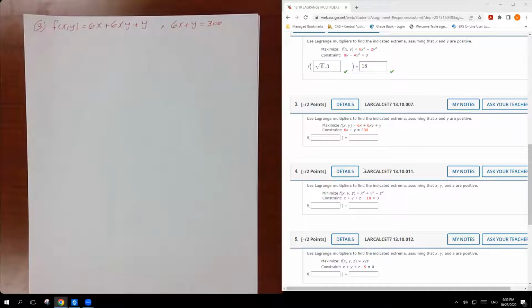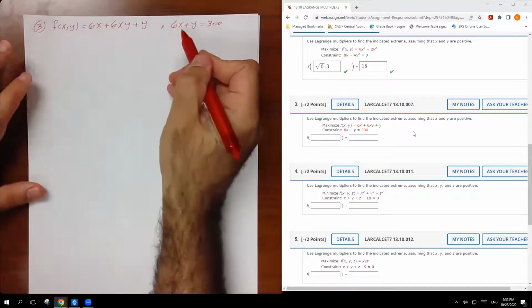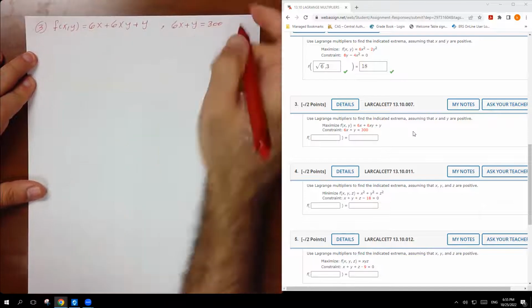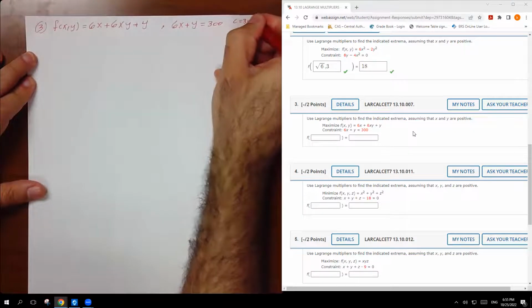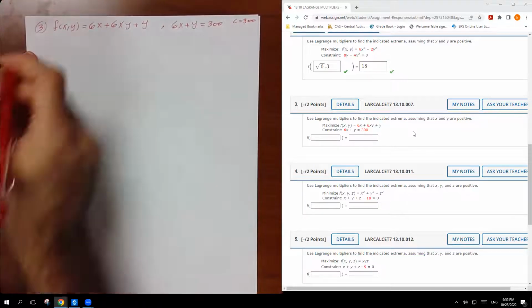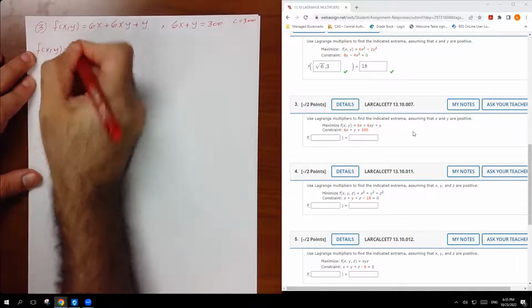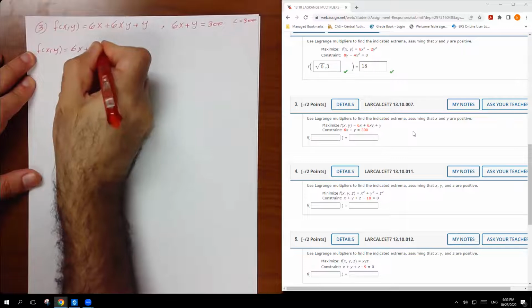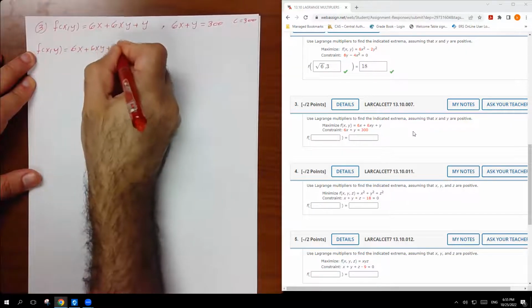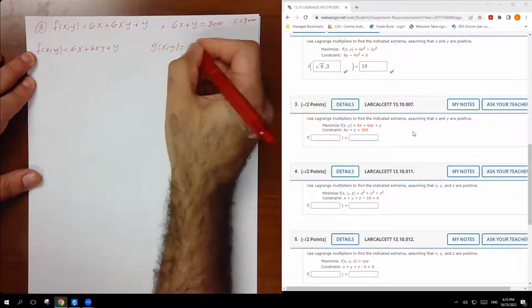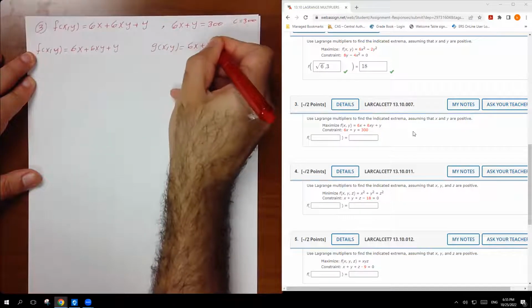So example 3, use Lagrange multipliers to find the indicated extrema. And the same thing, here's the equation, but we have the constraint 6x plus y equals 300. So our constant here, c, equals 300. That means f of x, y is going to be 6x plus 6xy plus y, and g of x, y is going to be equal to 6x plus y.